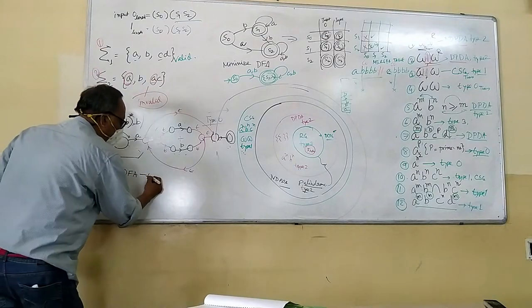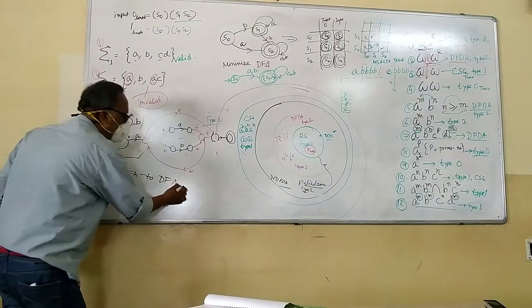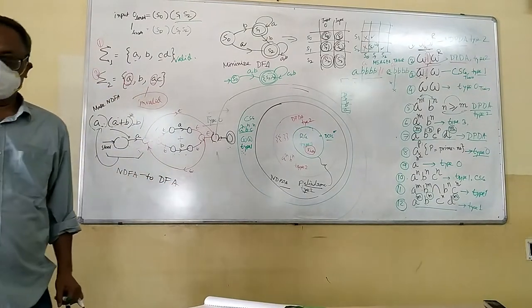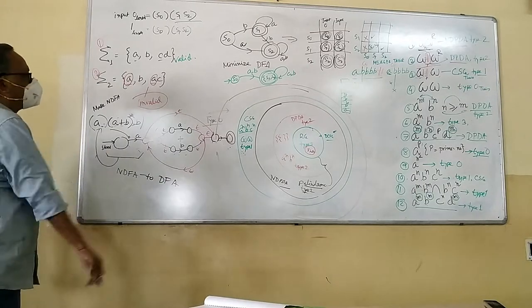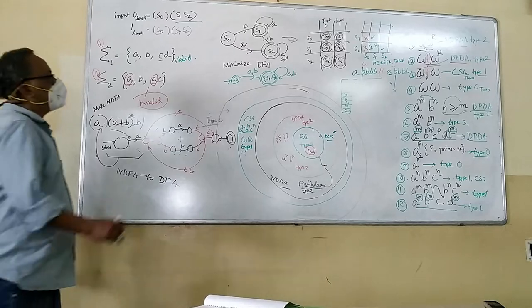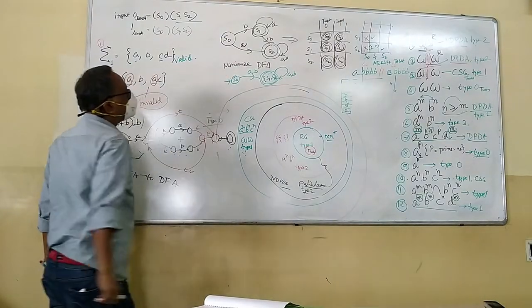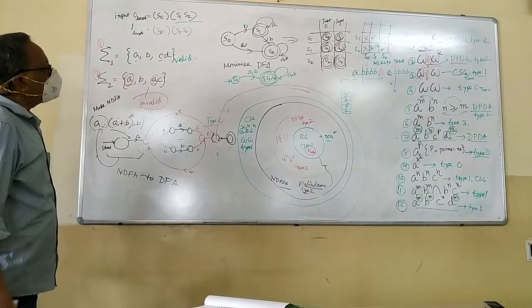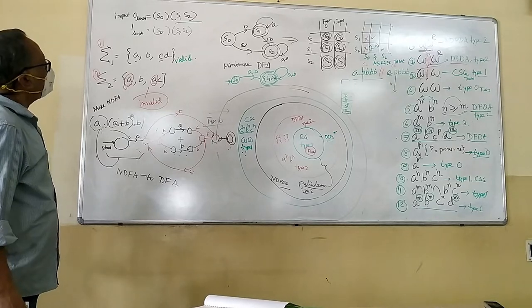Next is the NDFA to DFA conversion. So all these things we check. Now the third problem is minimization of this DFA. What we can do? Minimization of DFA.